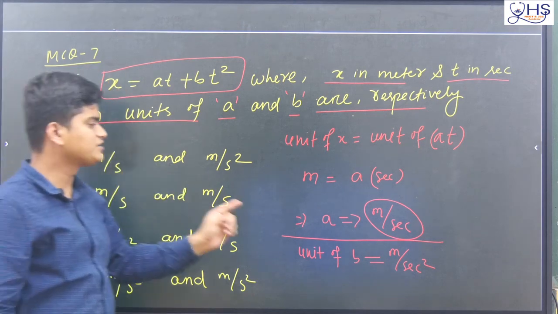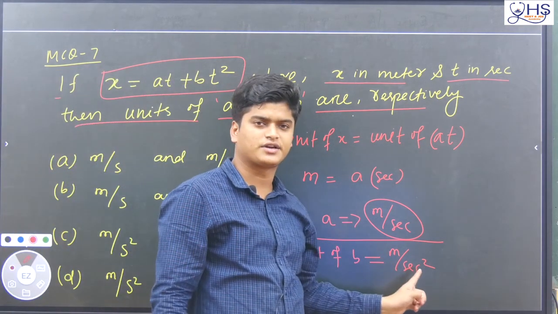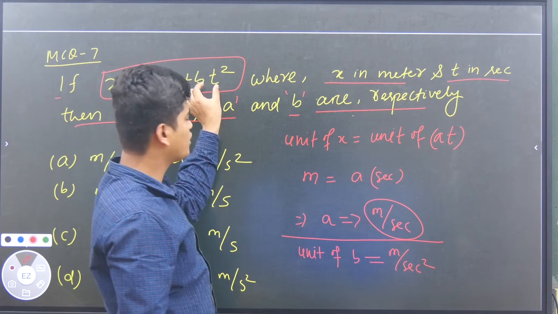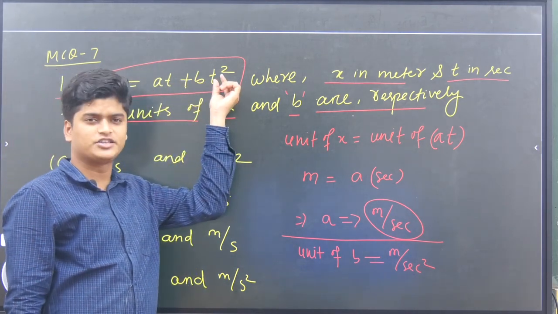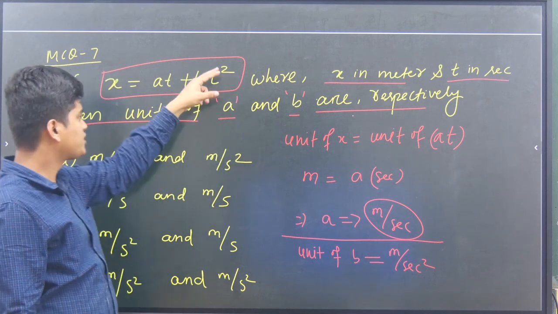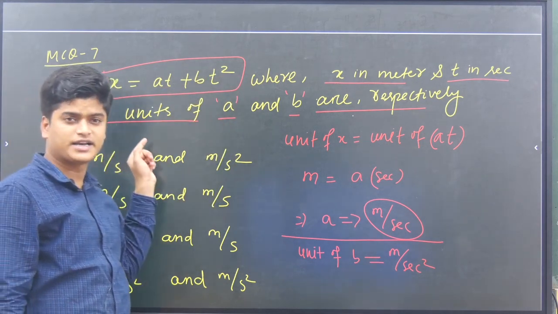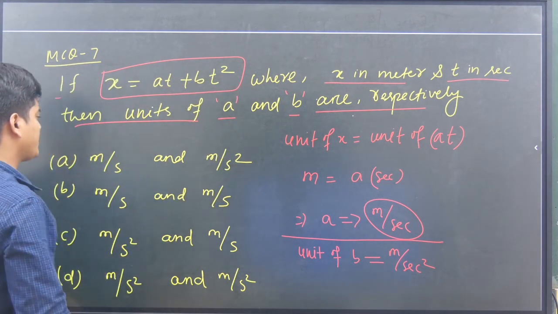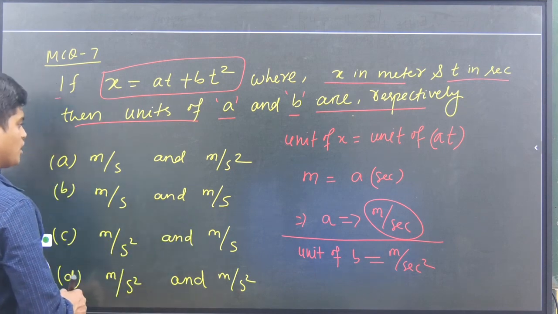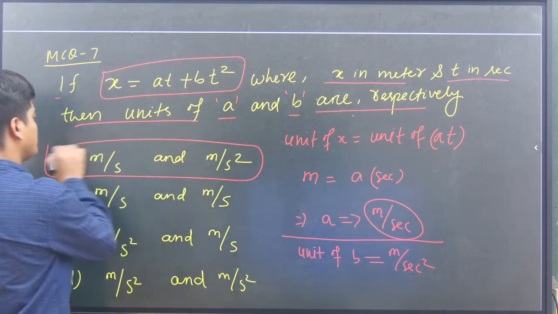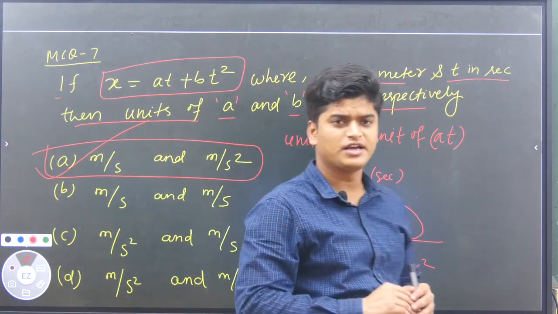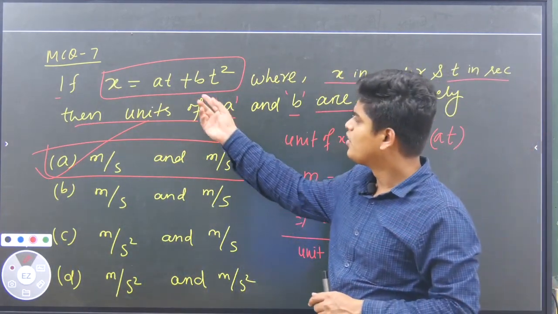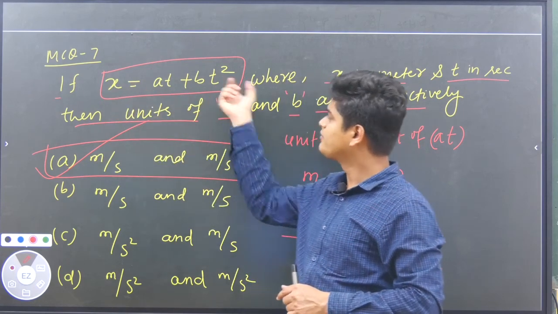So it will be x by t square, which means meter by second square, because the unit of x is equal to the unit of b t square, and the unit of x is nothing but meter and the unit of t is nothing but second. So second square will go to that side, and x by second square, that is meter by second square, you can find. So it will be how much? Meter by second and meter by second square respectively. So the answer will be option A. Simple question only. Just try to find out the unit of this equal to the unit of this also.